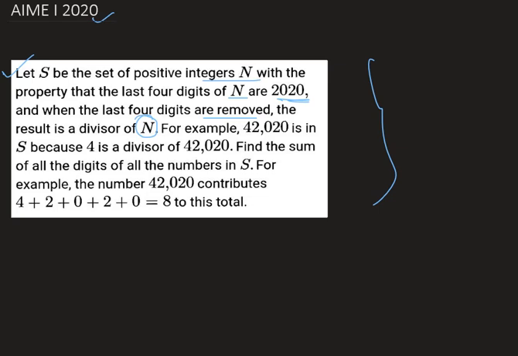Now for example, suppose 42,020 is in the set S, because 4 is a divisor of 42,020. Now we have to find the sum of all the digits of all the numbers in S. For example, the number 42,020 contributes 8 in total. So let's start the solution.